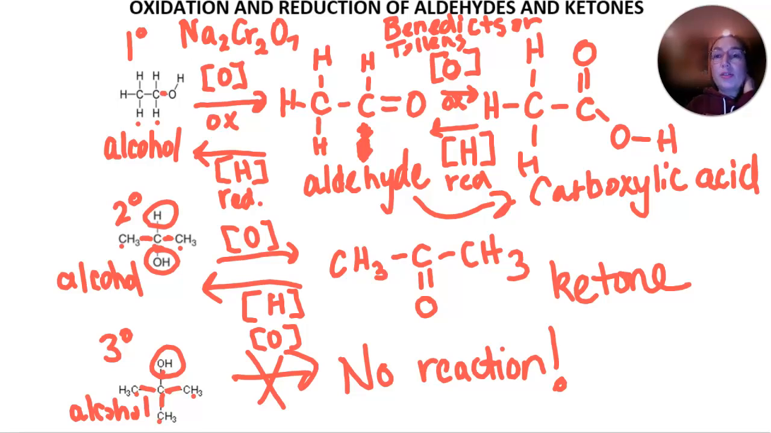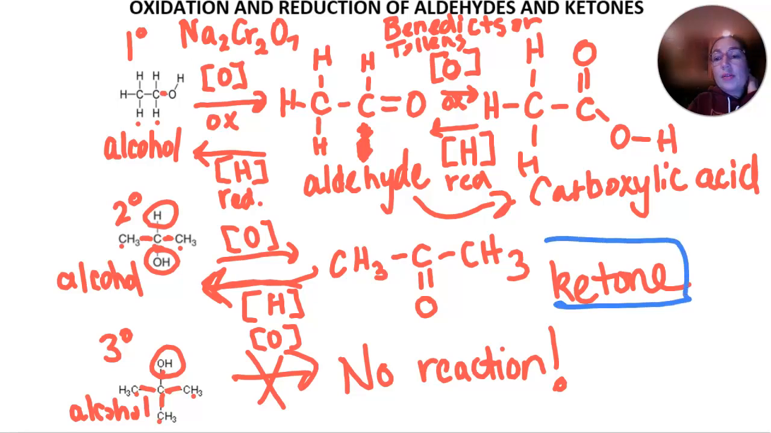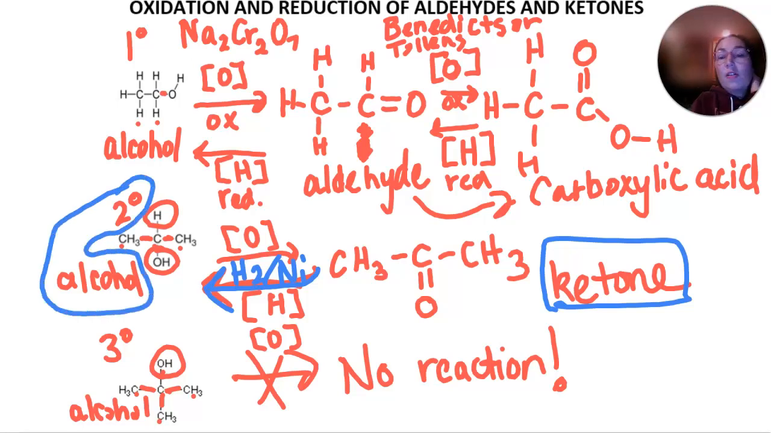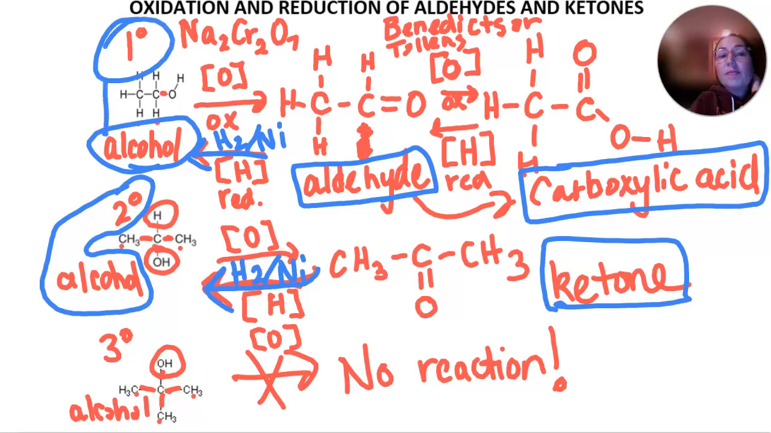When we're thinking about our new reactions of aldehydes and ketones, we're really looking at the fact that we can take these oxidation reactions backwards in terms of reduction. So again, we can take our ketone, we can use hydrogen and a nickel catalyst and reduce our ketone back to a secondary alcohol. We can take our carboxylic acid or our aldehyde and reduce these with hydrogen and a nickel catalyst back to a primary alcohol.